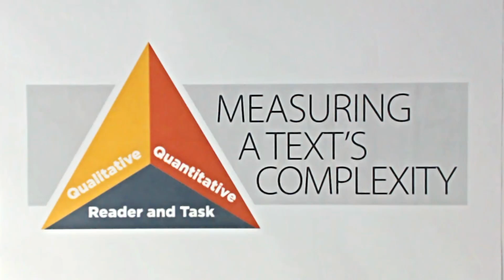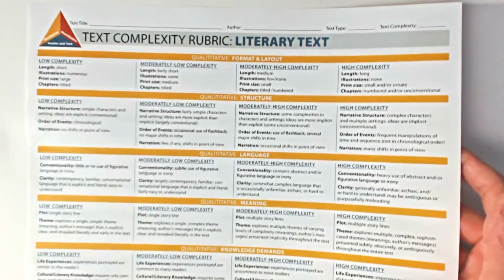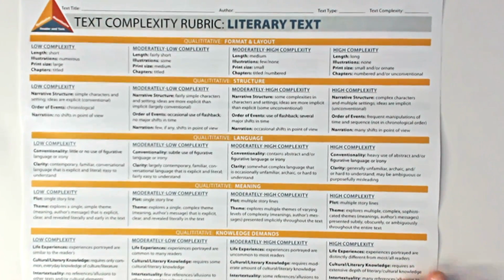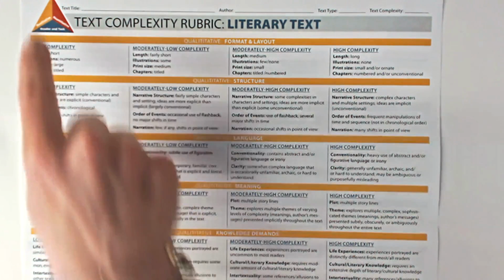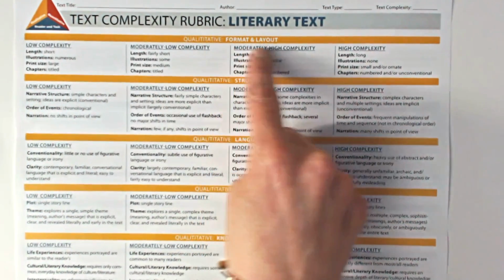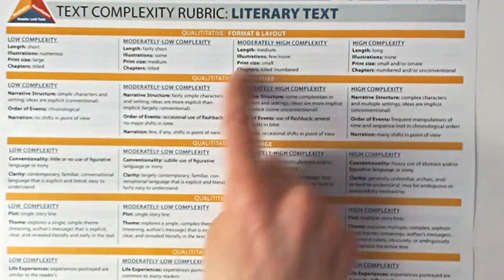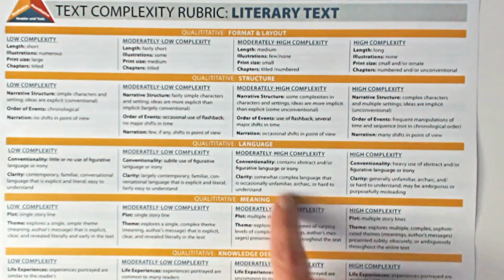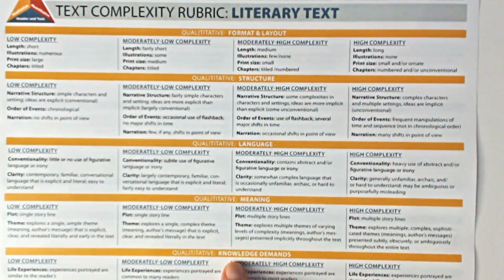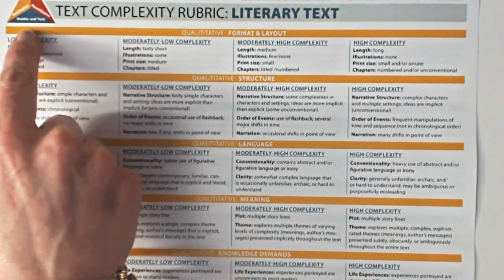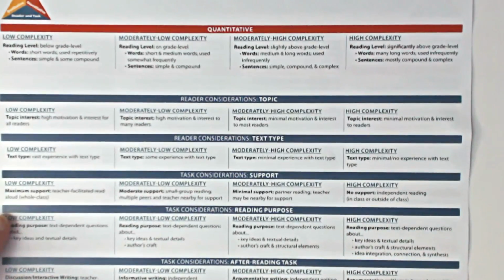So I developed a rubric with specific criteria for each of those three big categories. Utilizing the same colors from this commonly recognized text complexity graphic, I created a rubric that breaks down into different categories. The qualitative measurement includes looking at the text's format and layout, structure, language, meaning, and knowledge demands. You look for the quantitative and reader and task considerations on the back side of the rubric.